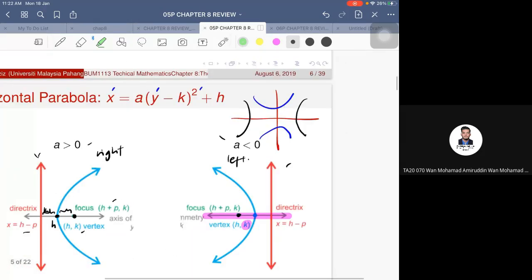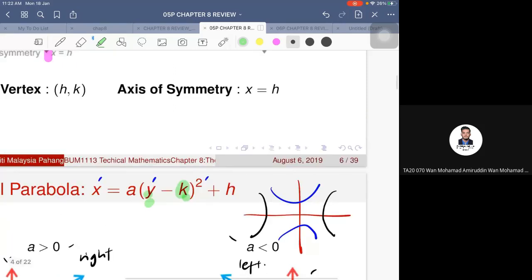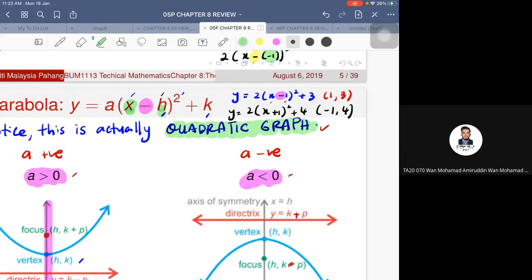Kalau you come across horizontal parabola, K ni yang kat dalam kurungan ni related to Y. Tu adalah nilai K. Kalau dia sekali dengan Y, tu adalah nilai K. Kalau dia sekali dengan X, tu adalah nilai H. Jangan confuse between vertical dengan horizontal parabola. Okay, that is going to be the features of parabola.